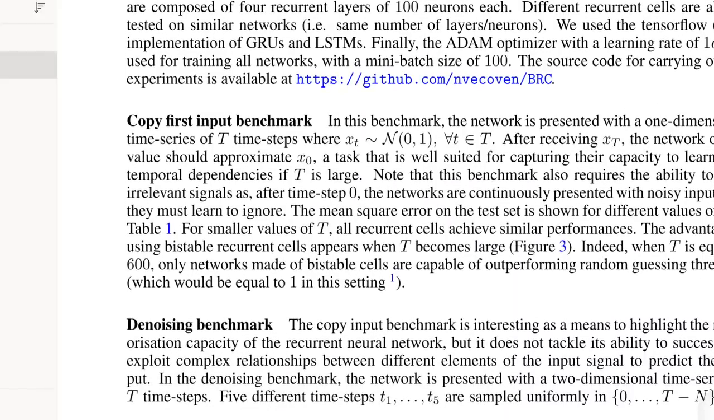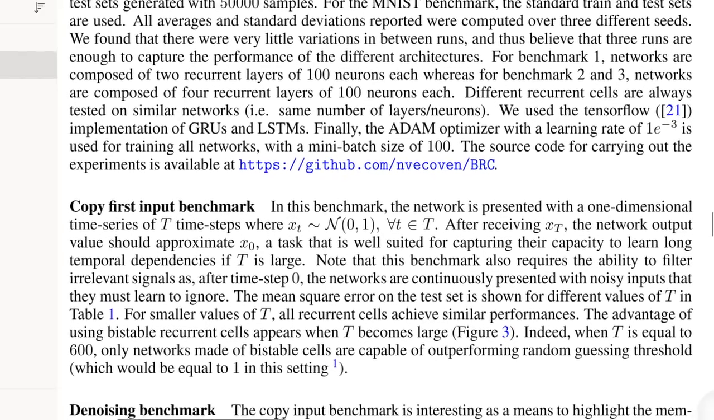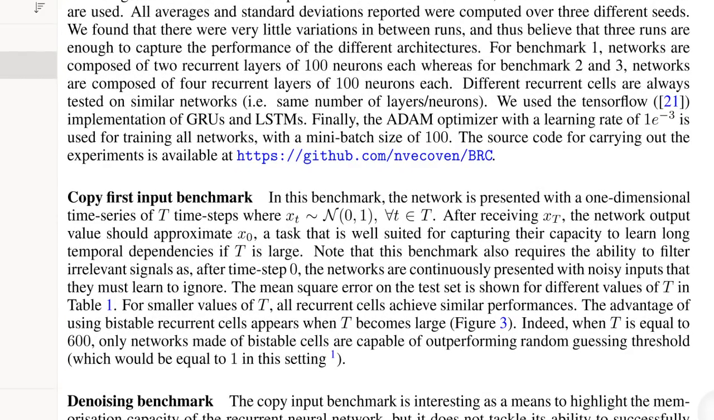So they have this first benchmark, the copy first input benchmark. I'm having some trouble here moving this paper around with my fingers. So the copy first input benchmark is simply a time series. In this benchmark, the network is presented with a one-dimensional time series of t time steps, and each entry is a random number. After receiving the last time step, the network output value should approximate the very, very first input step. Okay, so all the network needs to do is remember the first thing it sees.